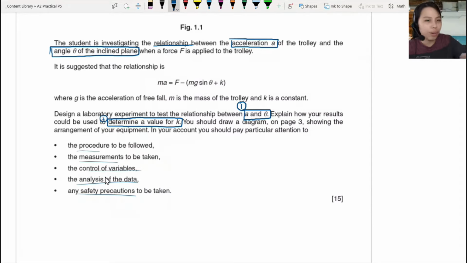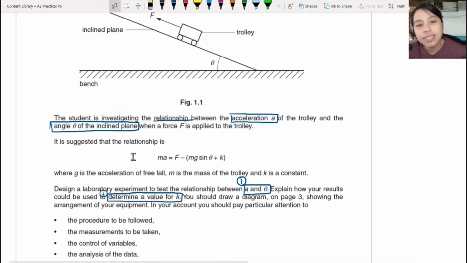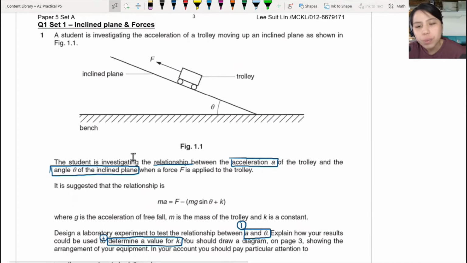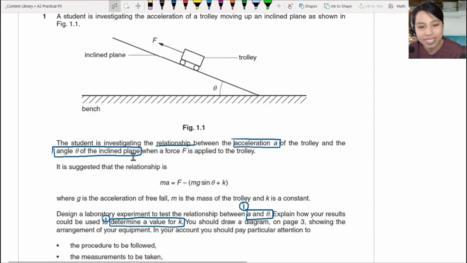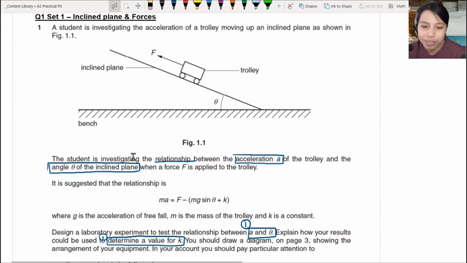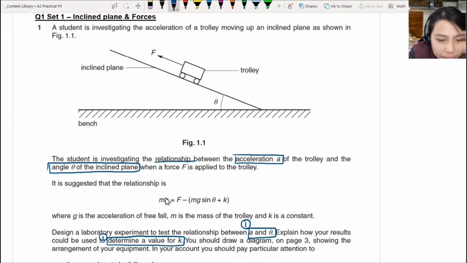No worries if you have no idea what to write here. After today, we will know what to write in this part. Okay, so first things first. Testing relationship. We need to draw a graph always. And there's two variables, A and theta. Where is A? A is here. Where is theta? Theta is here.